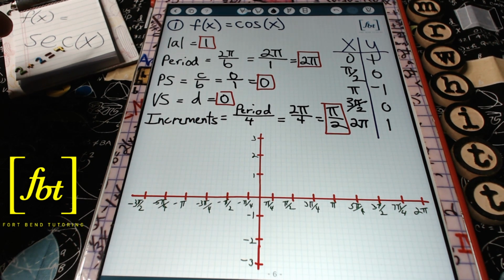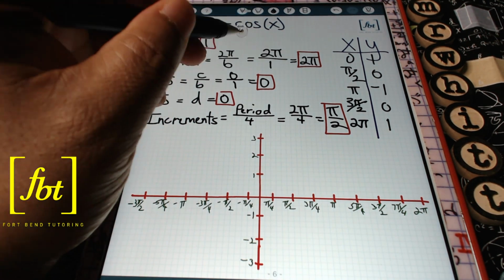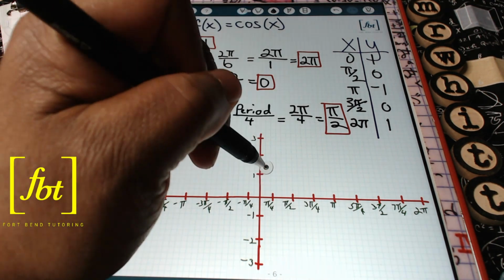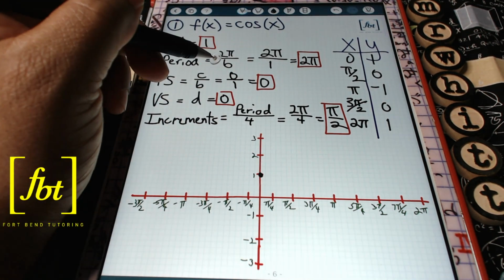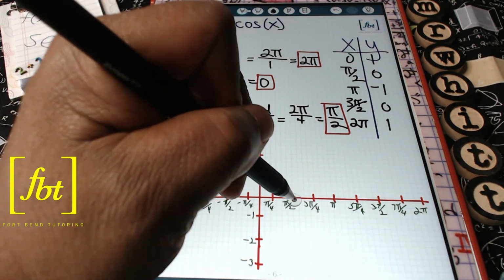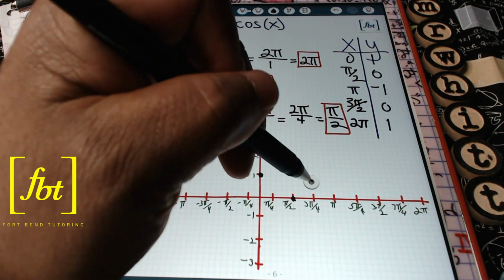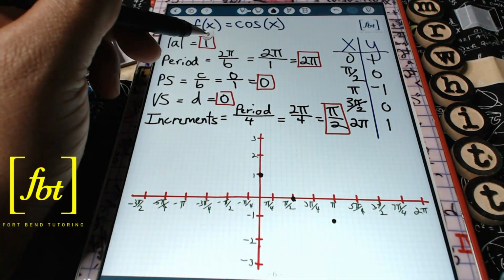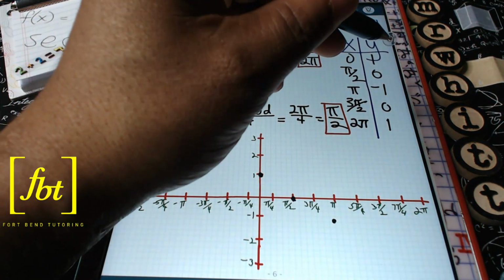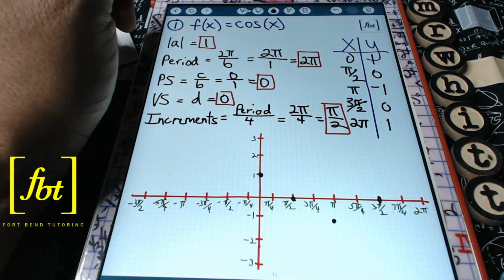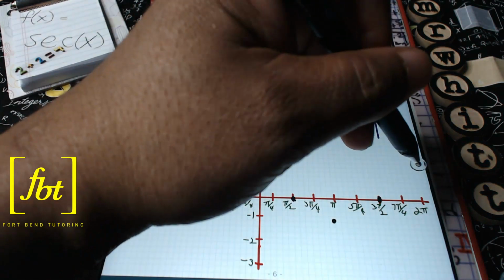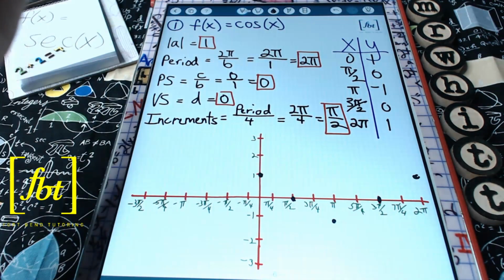graph the secant function. So starting out graphing our function here, we'll have 0, 1 as a point. We'll then have pi over 2, 0, which is going to give me a point here. Then at pi, I'm at -1. Then I'm going to be at 3 pi over 2, which is at 0. And then finally, we have a point at 2 pi and 1, which gives me a point right here.